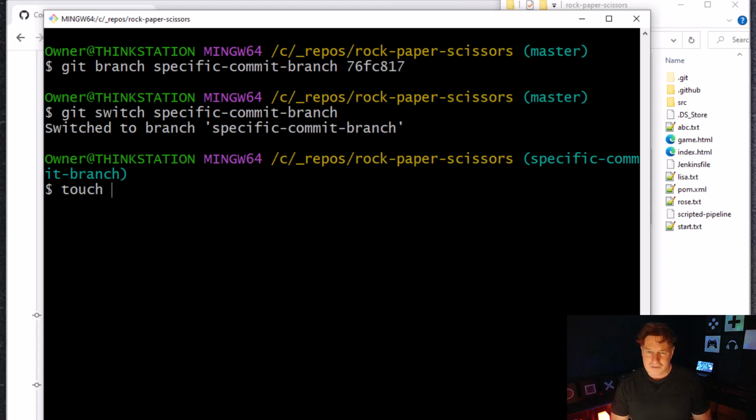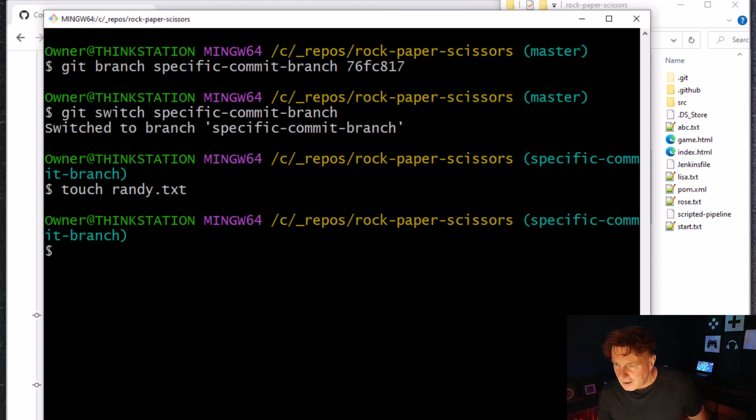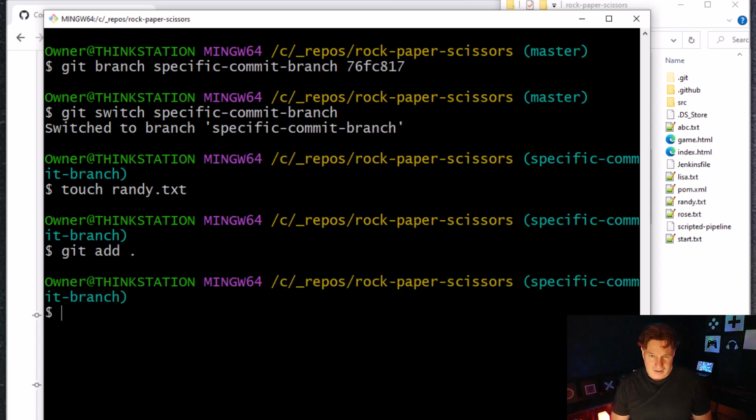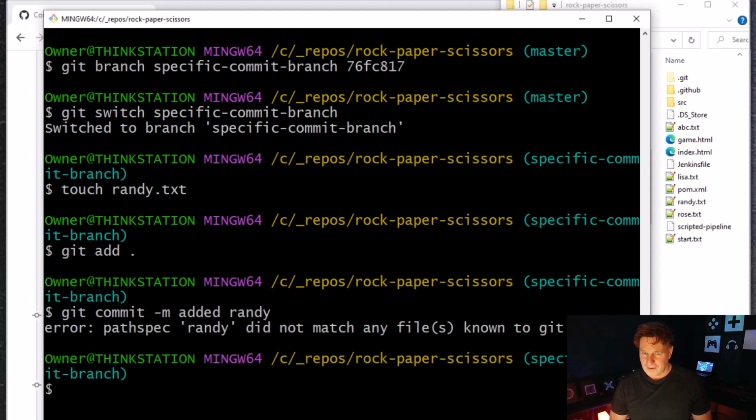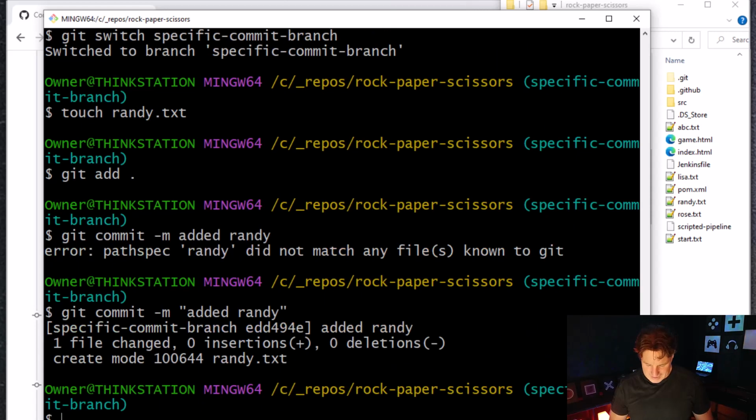So let me just touch Randy. That doesn't sound Christian. I'm going to touch Randy. That creates a file called randy.txt. I'm going to do a git add, stage the file, and then do a git commit dash m, added Randy. Got to put in quotes. Added Randy. There we go. That makes a little bit more sense.